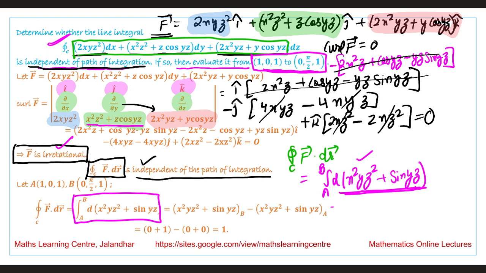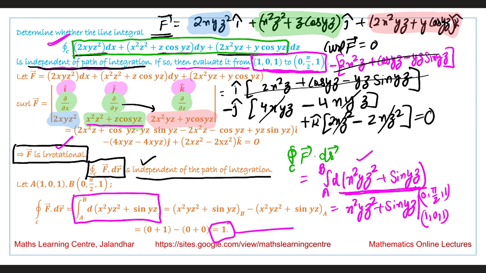And if we substitute these values over here, the integral will become x square yz square plus sine of yz, and the limits that are given over here are varying from the point 1, 0, 1 to the point 0, pi by 2 and 1. So if you substitute these limits, you will obtain the final answer as 1. This is the final answer in this case.